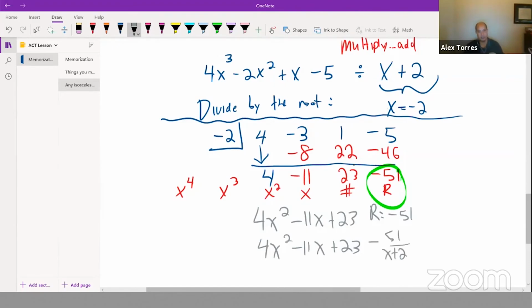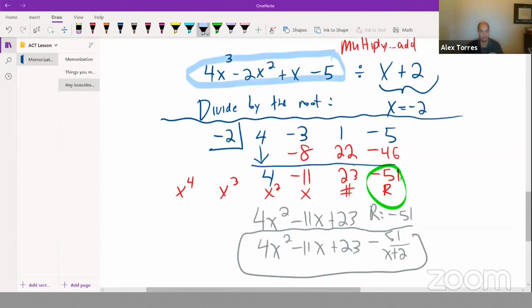So what are we saying? We're saying that this polynomial that we just got, when you multiply that by x plus 2, you would get this. You'd get the answer. So multiplication and division are obviously backwards versions of one another.